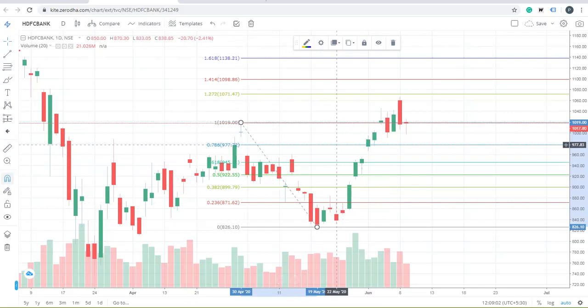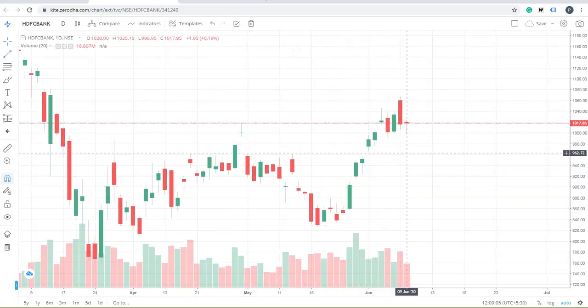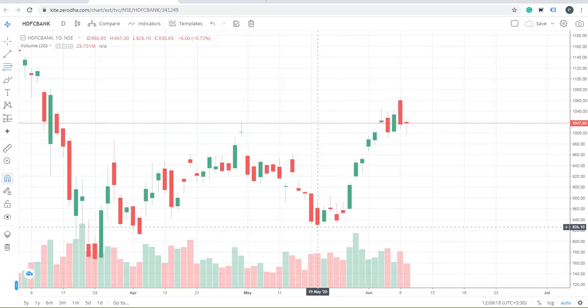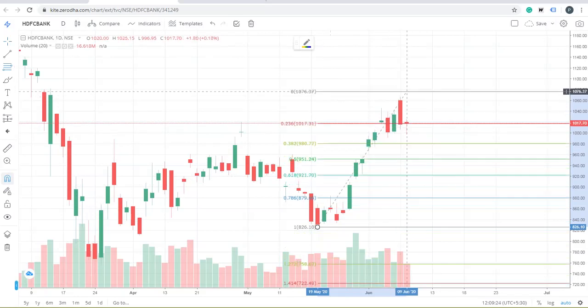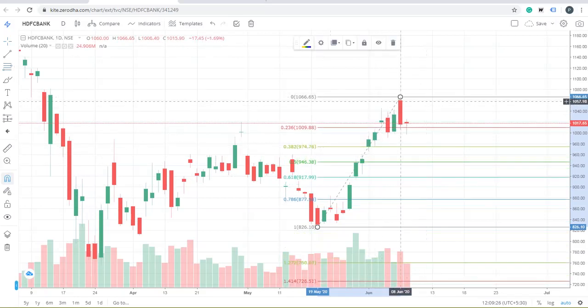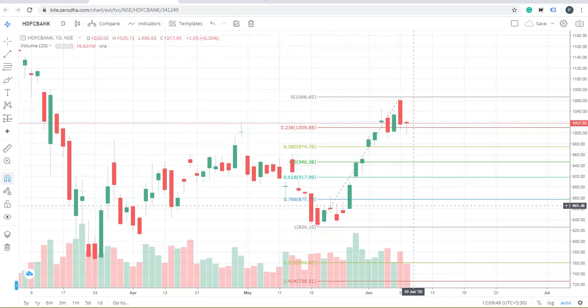Now you want to find out that it has started coming down from here. We want to know the lower levels where it will get support. Again, I will select the Fib retracement. To find out the lower side, we draw Fibo from swing low to swing high. And we get these levels: 0.236, 0.382, 0.5, 0.618, 0.786. All the levels are drawn and you get these fantastic Fibo levels.